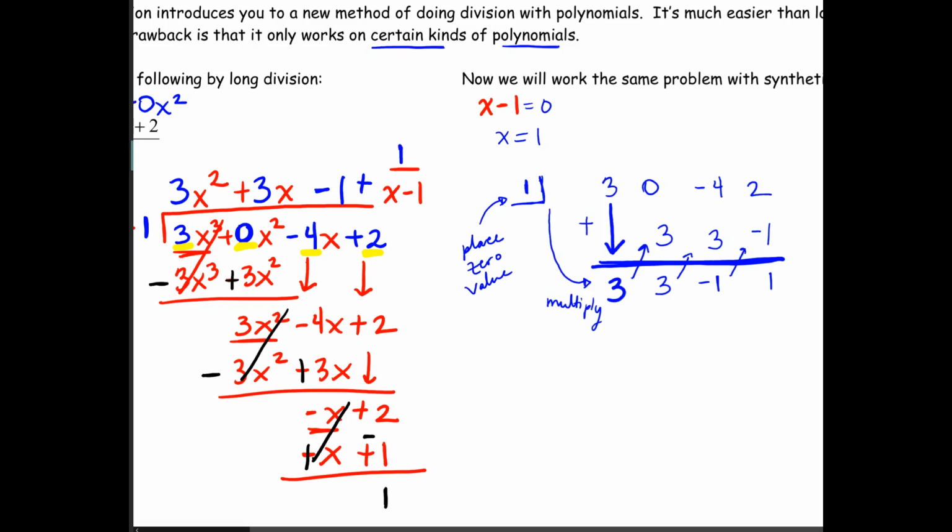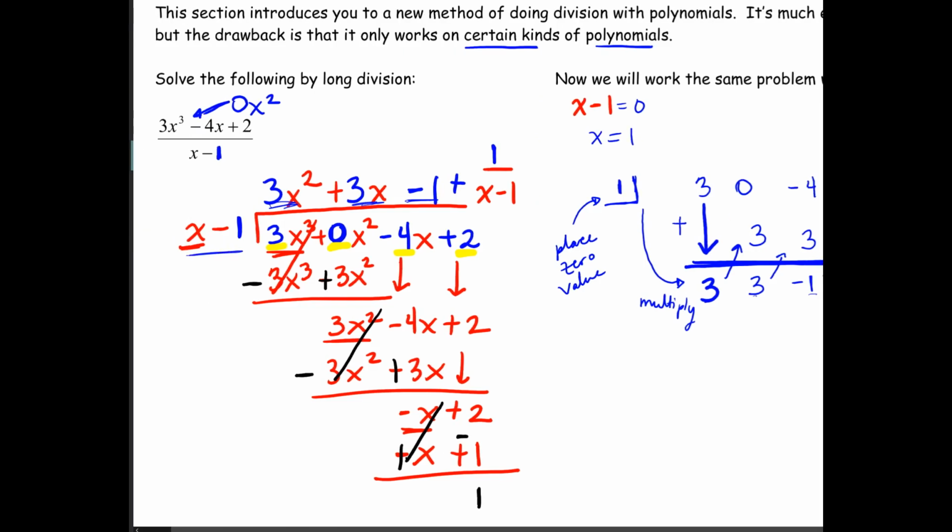Where do these numbers show up in your answer from long division? As the coefficients. Notice we have 3x squared, we have 3x, we have -1 as the constant. And what is this number in the back? The remainder. So this process of synthetic division gives you your answers in coefficient form. You do have to remember that your answer is going to be 1 degree less than the polynomial you divided into. Because when I divided x minus 1 into the 3x cubed, my answer was 1 degree less than x cubed. It was x squared.